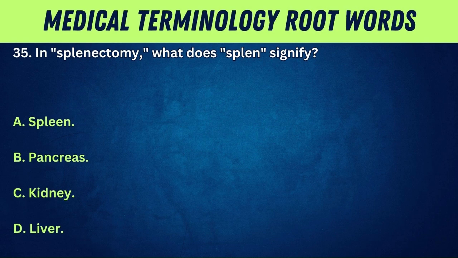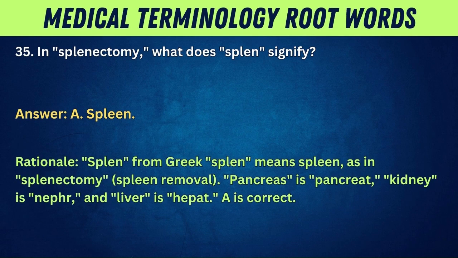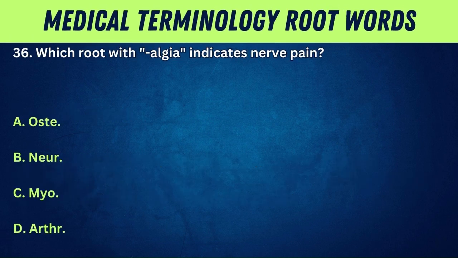Pancreas. C. Kidney. D. Liver. Answer: A. Spleen. Rationale: splen from Greek splen means spleen, as in splenectomy, spleen removal. Pancreas is pancreat, kidney is nephr, and liver is hepat. A is correct. 36. Which root with algia indicates nerve pain?